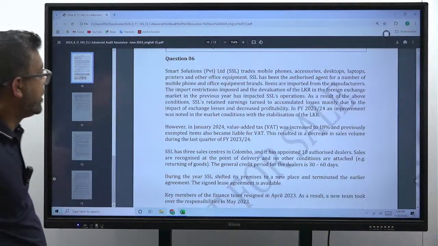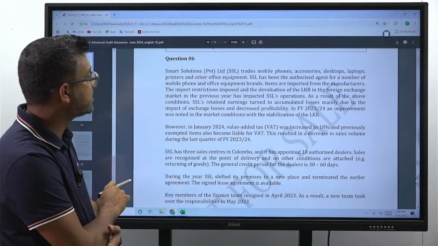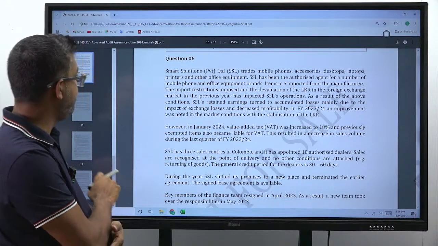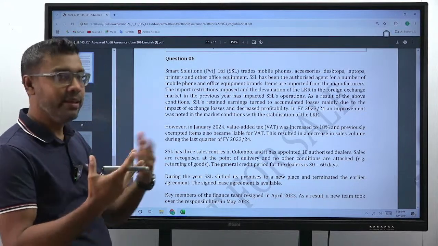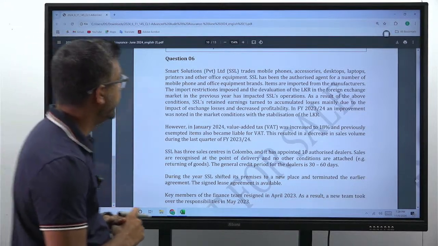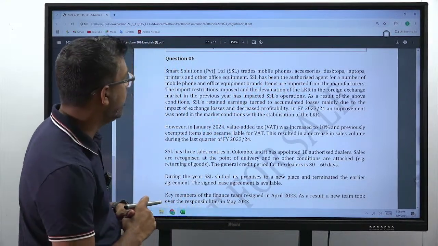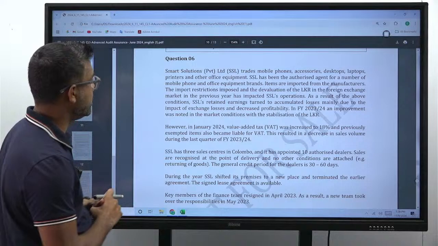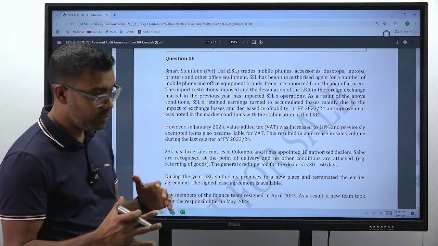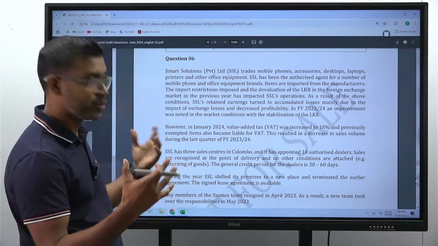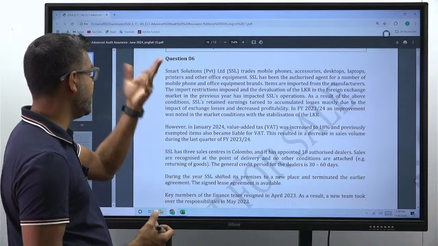Smart Solution Private Limited, SSL, trades mobile phones and accessories, desktops, laptops, printers and other office equipment. Basically, they are selling IT equipment. SSL has been an authorized agent for a number of mobile phone and office equipment brands. Maybe Apple, Samsung, likewise Lenovo, so many brands they are importing and selling. They are authorized to sell.